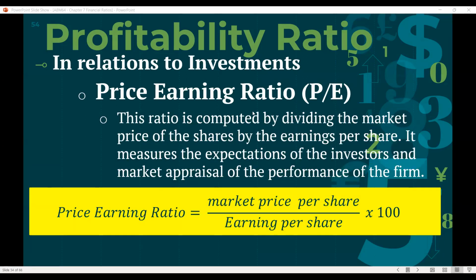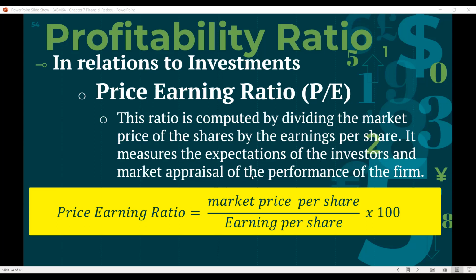So next, we have the price earning ratio, or PE. This ratio is computed by dividing the market price of the shares by the earnings per share. It measures the expectation of the investors and the market appraisal of the performance of the firm. So price earning ratio is equal to market price per share over earnings per share. You need to multiply it by 100.